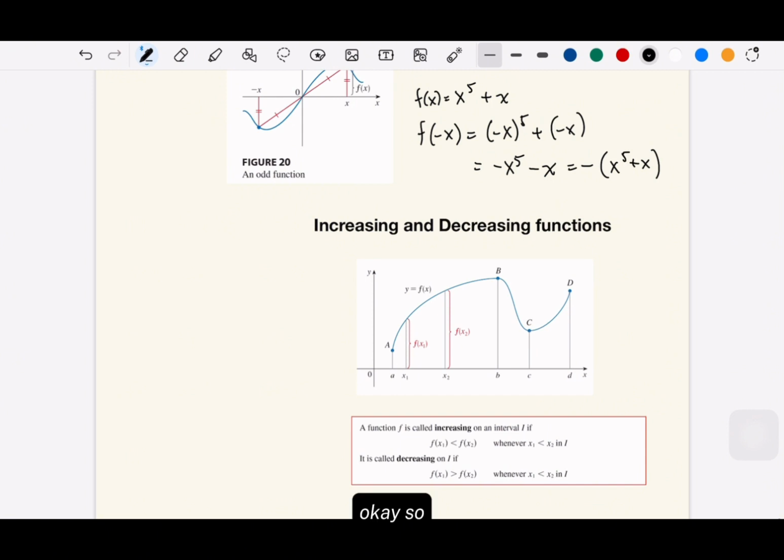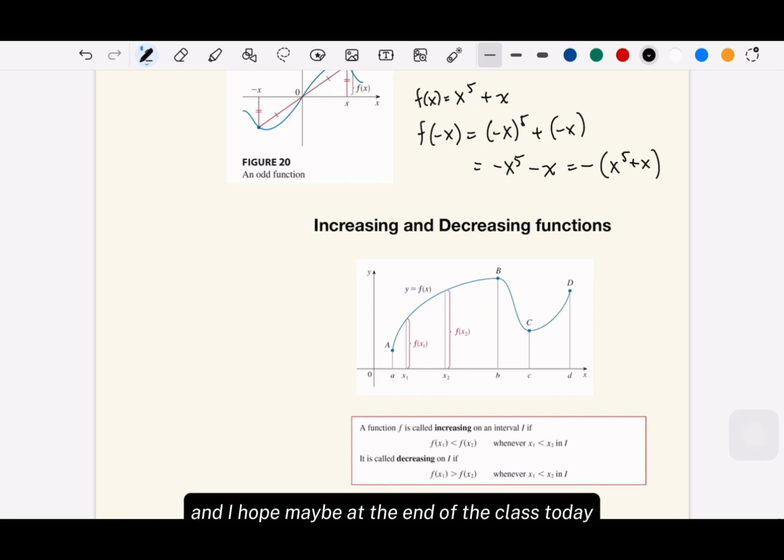Okay. So our last note is on the increasing and decreasing function. My plan for today is, hopefully, we can finish off all this introduction about functions. And next week we can move to, and I hope maybe at the end of the class today, we can move to the introduction on limits and derivatives.